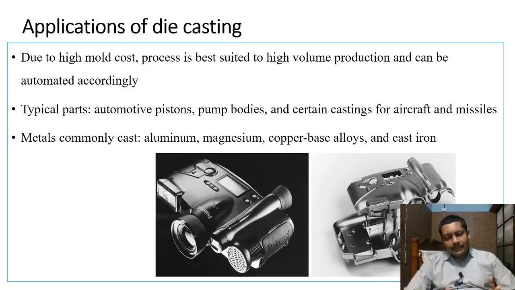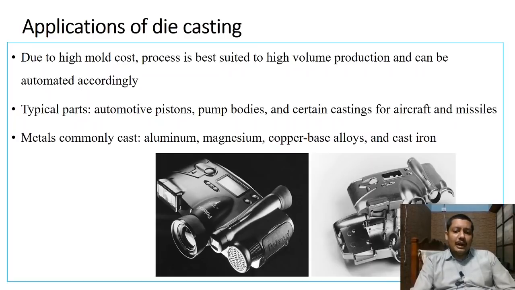So plenty of applications are there. So automotive parts like pistons, pump bodies, all these things are made by using die casting. Not only metals, plastics can also be molded. I have told you earlier also. So commonly used metals will be aluminum, magnesium, copper-based alloys and cast iron. So these are the materials which you can pour and obtain by using die casting operations.